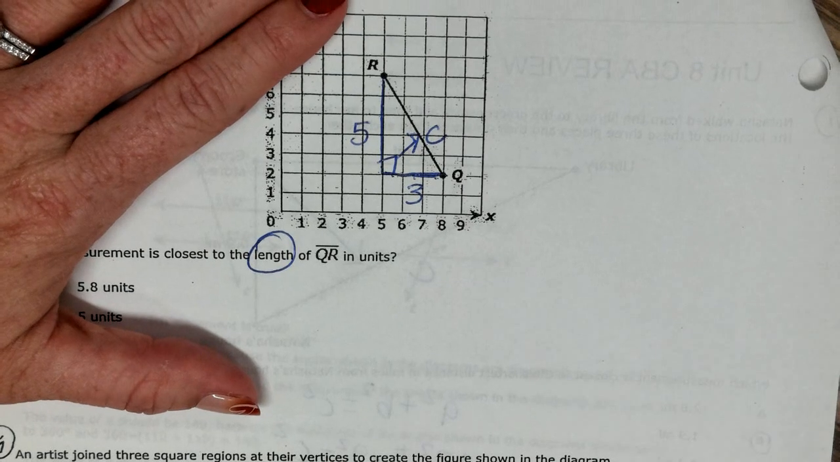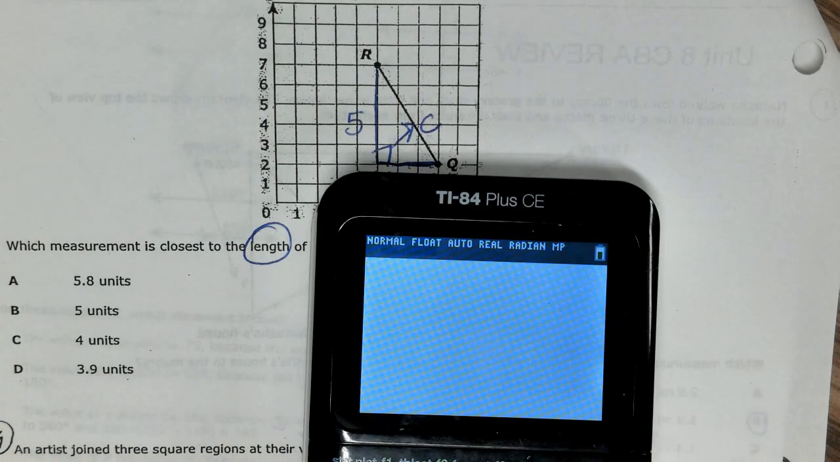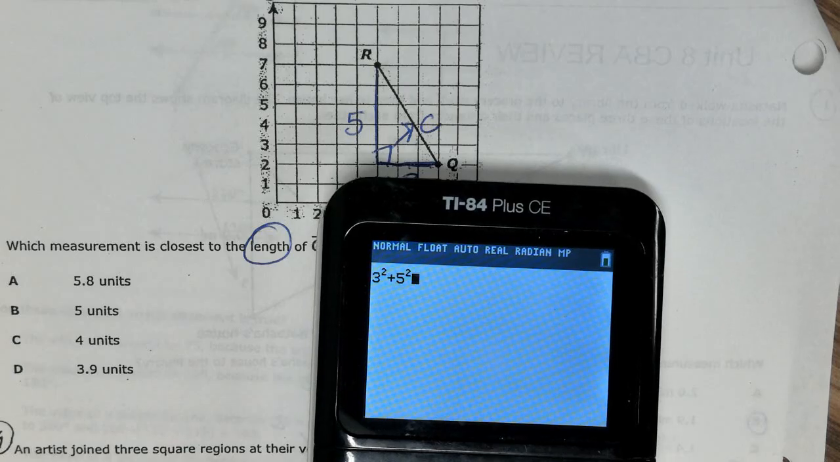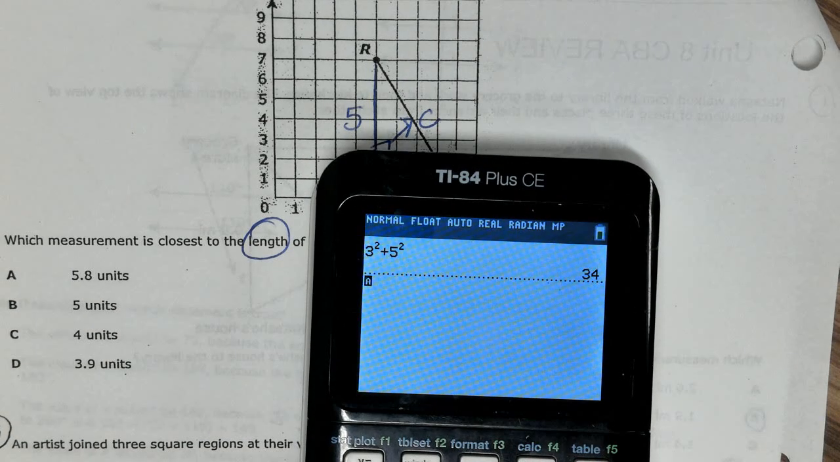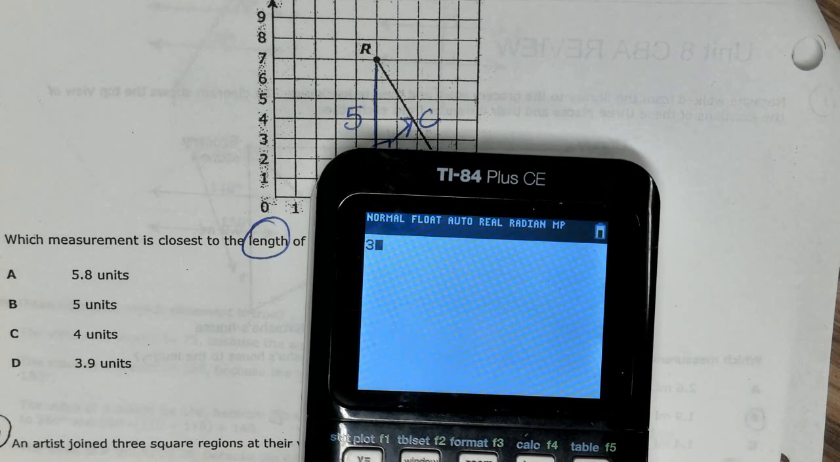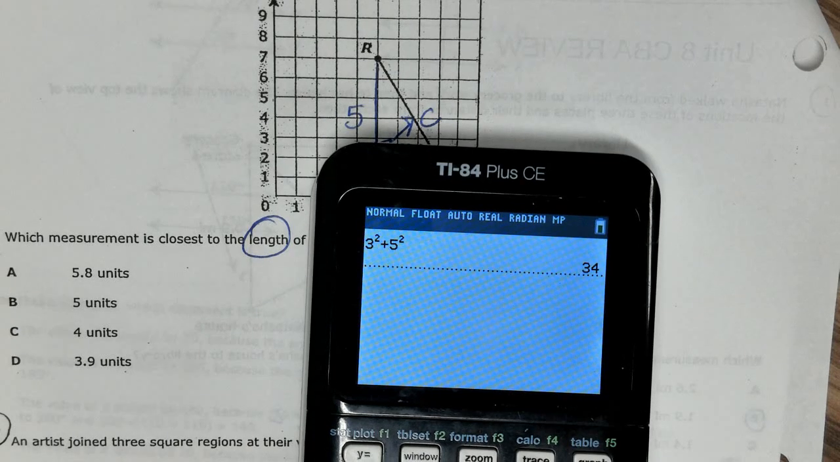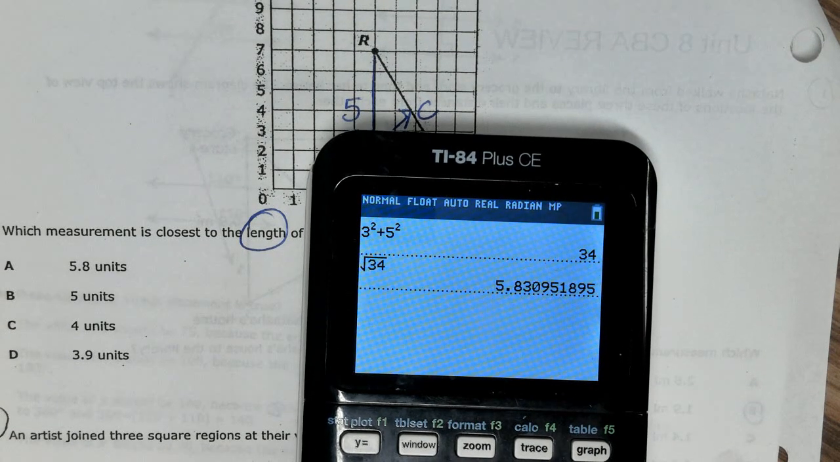Am I going to add or subtract? So I have 3 squared plus 5 squared, and what do I do to that number? 3 squared plus 5 squared. And I'm going to square root 34, which is 5.83.